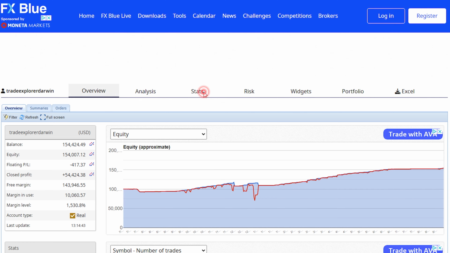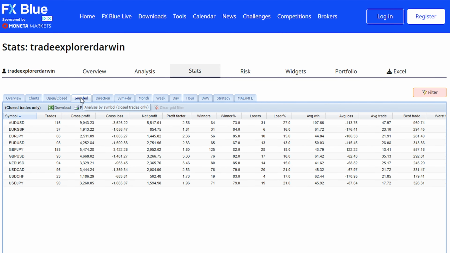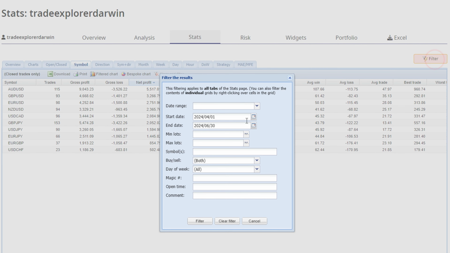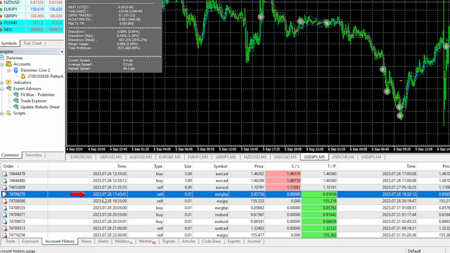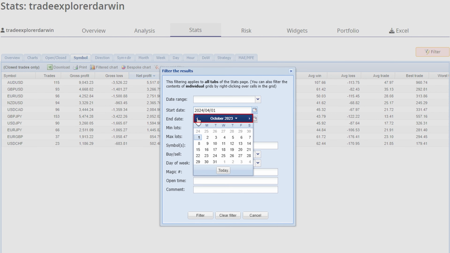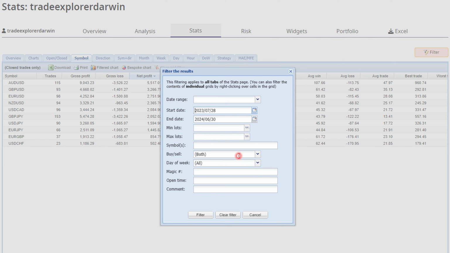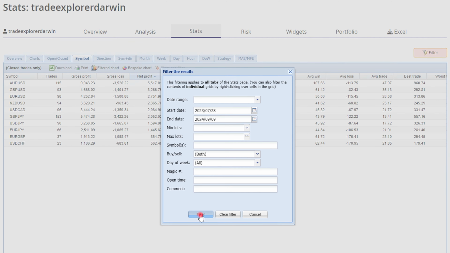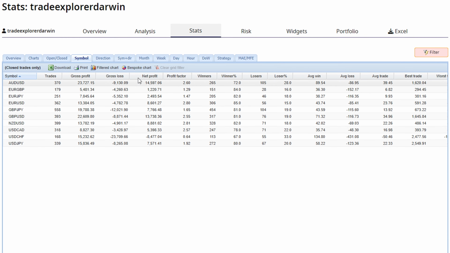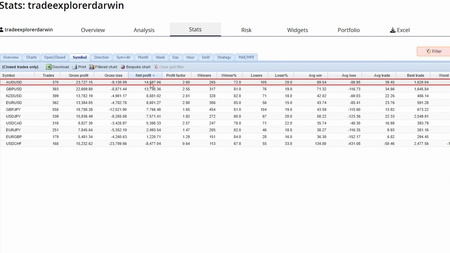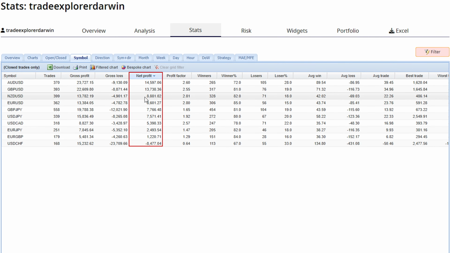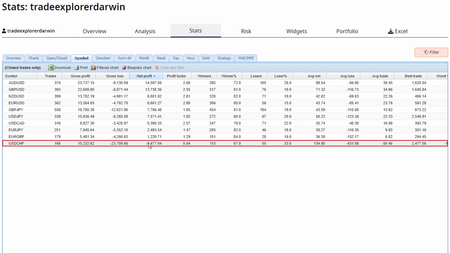Now if I show you the stats and I show you the symbol tab and I remove the filter, because I have a start day, I will go for the day I started. This was the 28th of July 2023, so I'll go back to that date. Here it is, and for end date I'll select a day and I'll filter, and you will see that from all of the assets, if I arrange them according to the net profit, I have the most profit coming from Aussie and the pound dollar, and most of the others were profitable except the dollar Swiss.